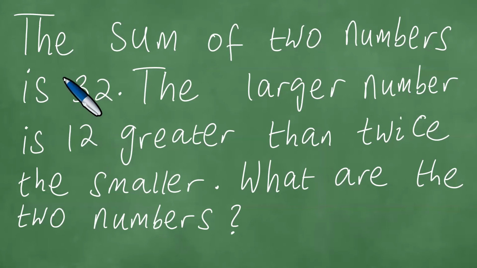In this lesson, we shall solve this word problem in front of us. The sum of two numbers is 32. The larger number is 12 greater than twice the smaller. What are the two numbers? And we present a solution to this particular problem step by step.